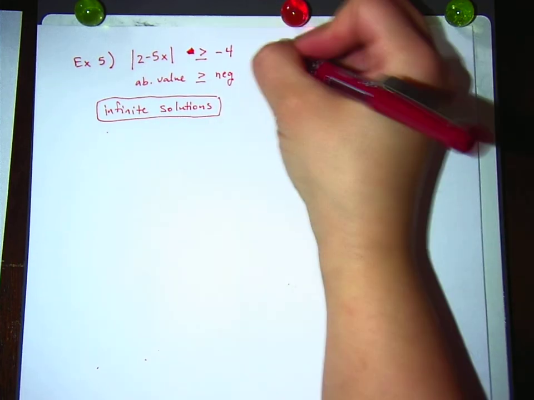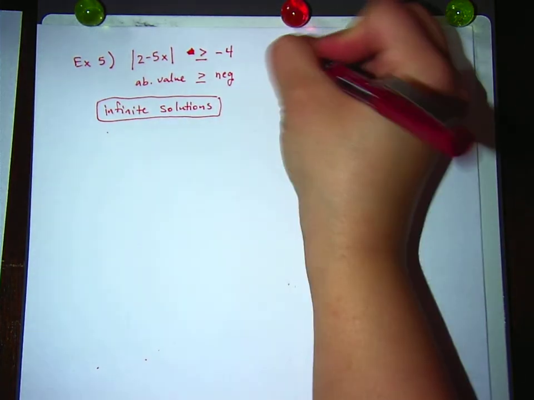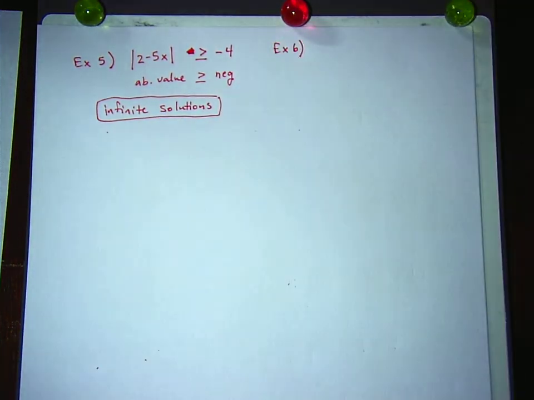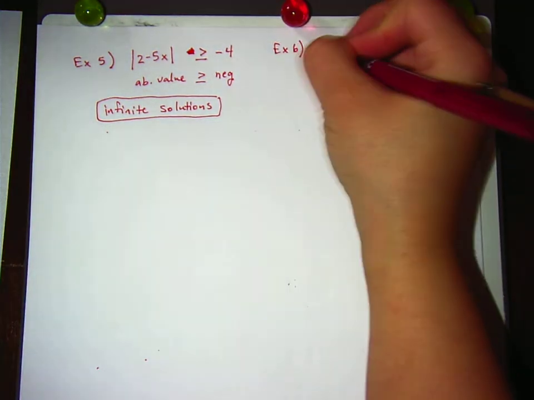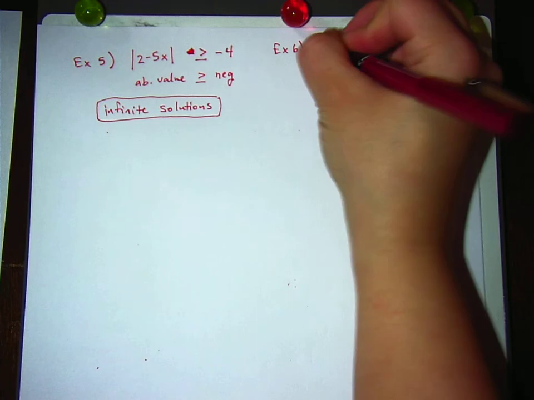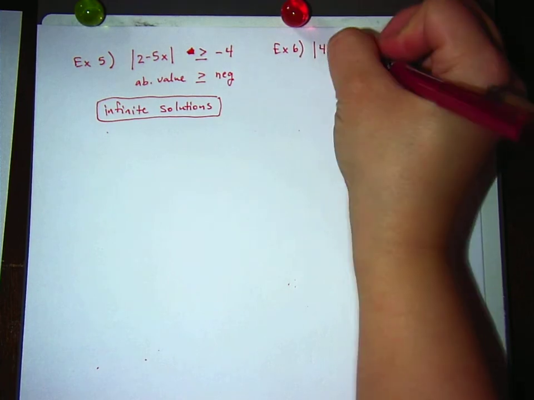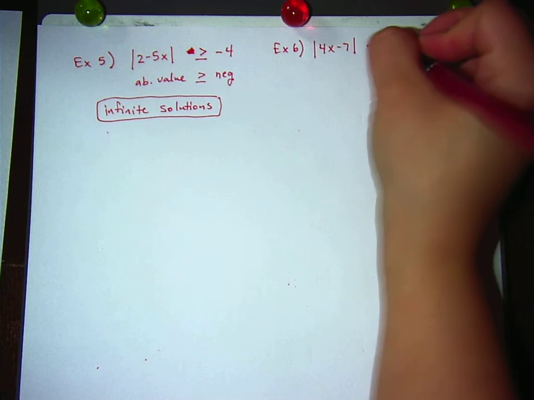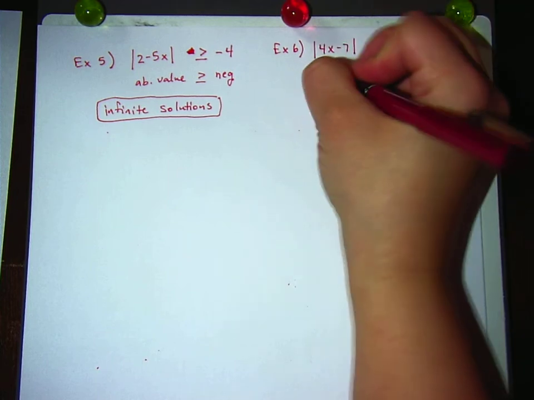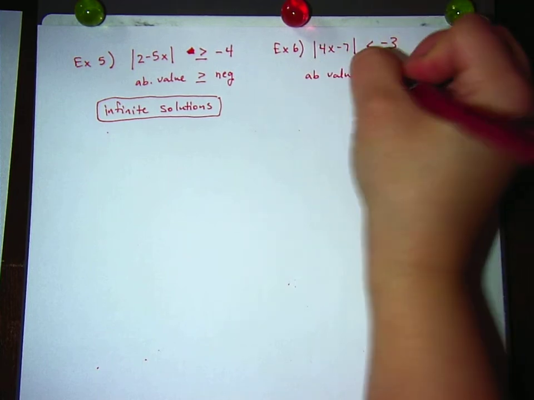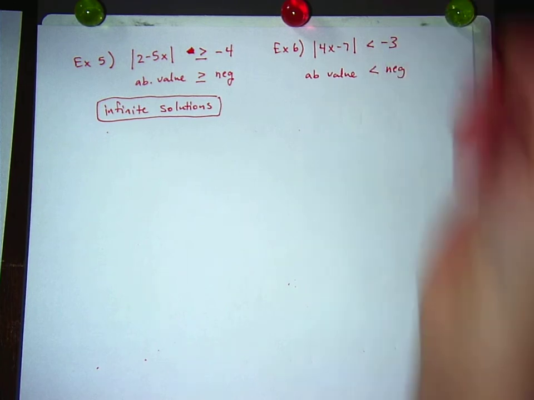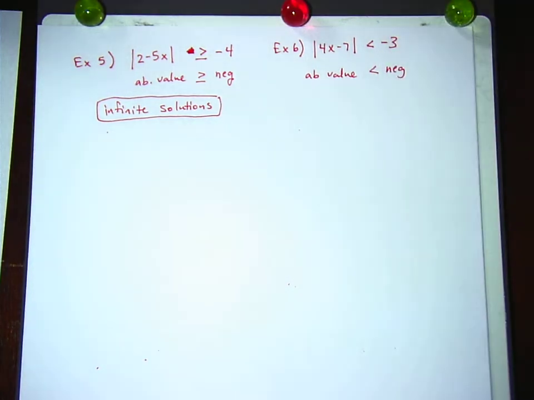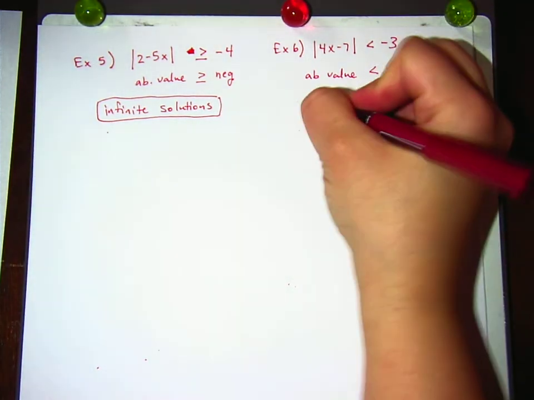So you've got to watch out for those. In the same vein, if you have a problem where it says the absolute value of 4x minus 7 is less than -3, that'd be when is an absolute value less than a negative number, and that's never, because an absolute value is always positive. So this is a no solution kind of problem.